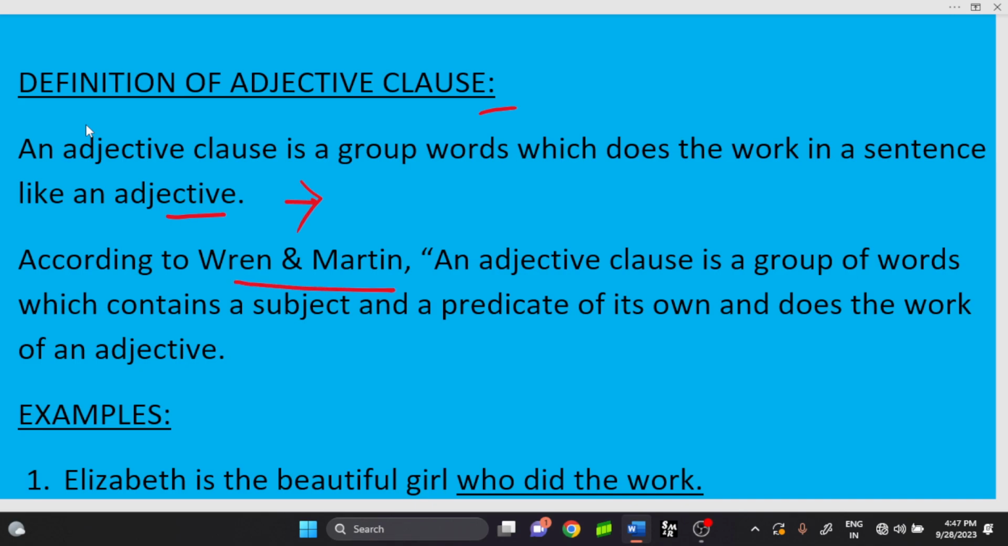According to Wren and Martin, an adjective clause is a group of words which contains a subject. Actually, an adjective clause must have a subject and also a predicate of its own and does the work of an adjective. There are some examples written by me.